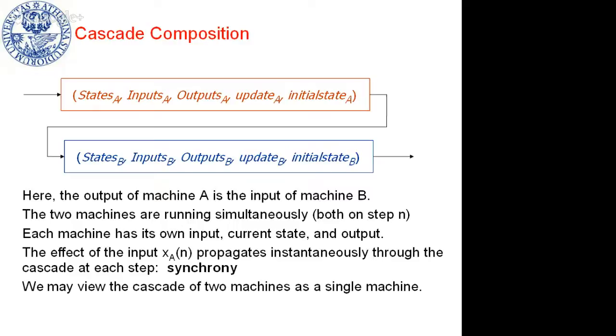So, what we can imagine is that the input to machine A at the same time results in a set of outputs for machine A. These outputs for machine A are the inputs to machine B, which result in the computation of new outputs for B. And we're interested, of course, in considering the union of the two machines as a single state machine.